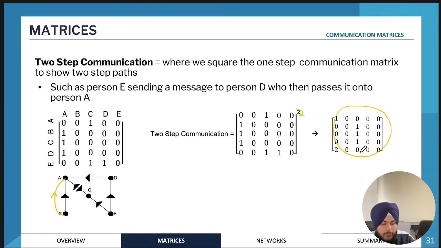Okay, so if we were to just look at an example, if there's a 2 here, what that means is, so I think this is E, and this is A. So what that means is E can communicate with A via 2 ways through two-step communication. So one would be maybe E to D to A, and the other one might be E to C to A. So that's why there's a 2 there. So that's just how you would read the two-step communication matrix.